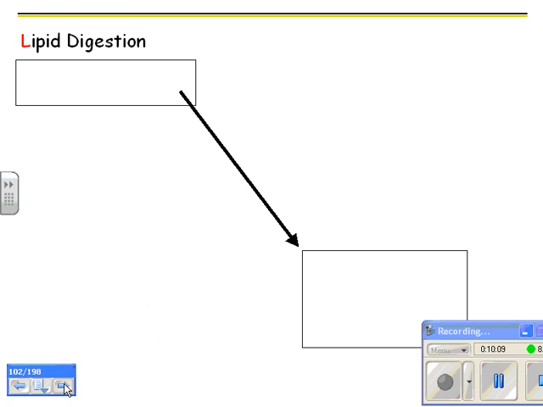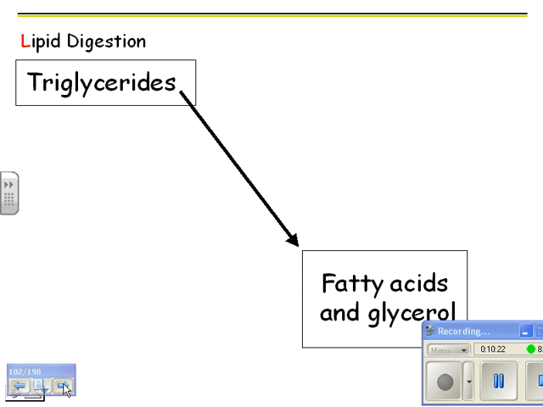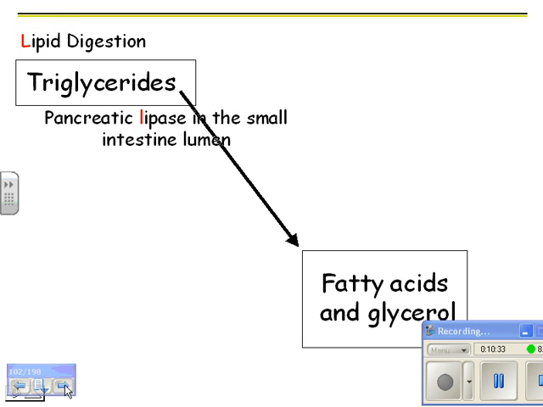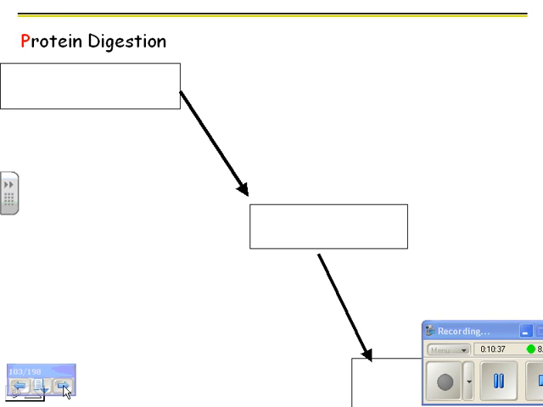Lipid digestion, we'll talk about triglycerides for now because that's the main component of your diet as far as lipids go. You're breaking triglycerides into fatty acids and glycerol. You should already have this in your notes, I think it's on page 3. The thing that breaks it down is an enzyme called lipase, so pancreatic lipase in the small intestine lumen. Make sure you're pausing this so you can go back and write it all in.